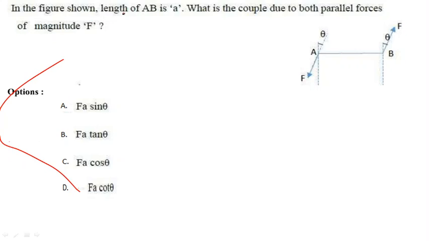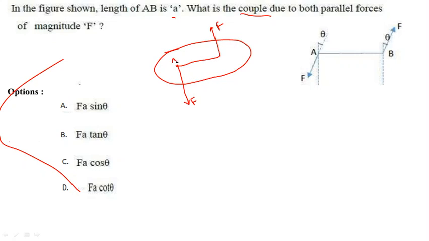In the figure shown, the length of AB is a. What is the couple due to both parallel forces of magnitude F? Before explaining this problem, I will explain what a couple is. Suppose it is a plane body. Over that body there are two equal and opposite forces, or unlike parallel forces. This is one force F, and on the same body another force F here. They are equal in magnitude, opposite in direction, but acting at some distance apart.